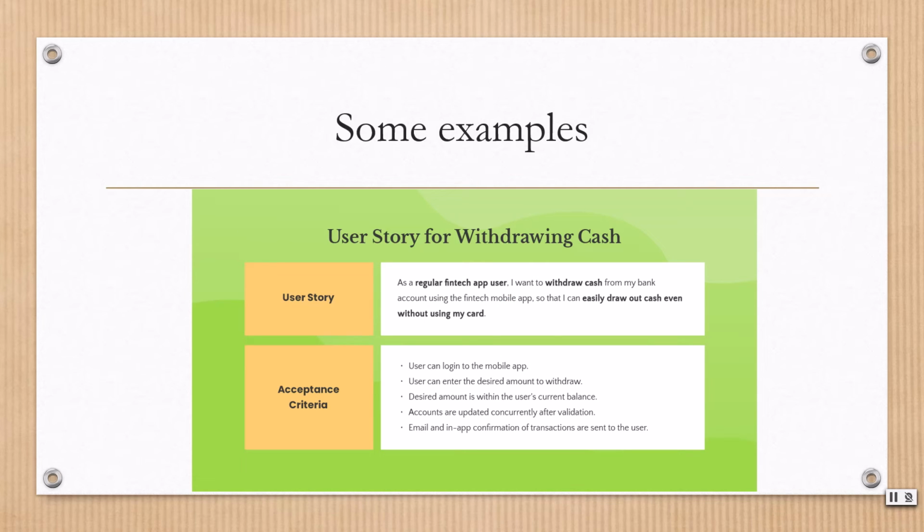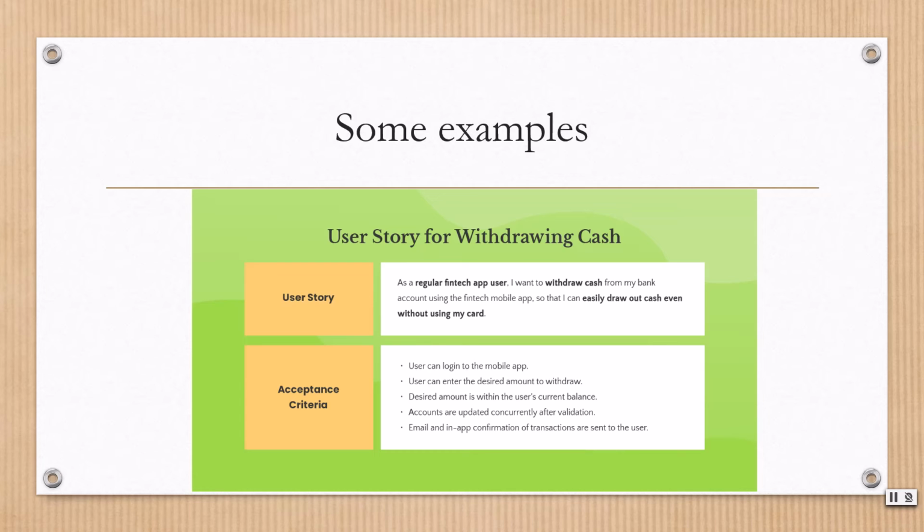And let's move to the next example. User story for withdrawing cash. The user story is: as a regular fintech app user, I want to withdraw cash from my bank account using a fintech mobile app, so I can easily draw out cash even without using my card.